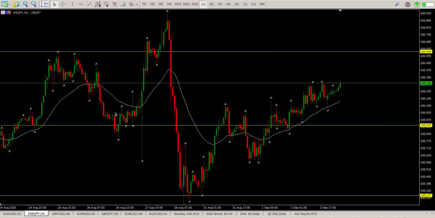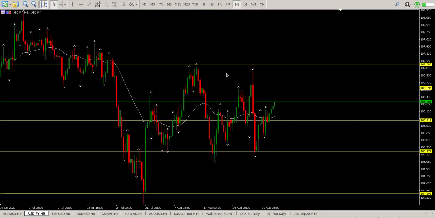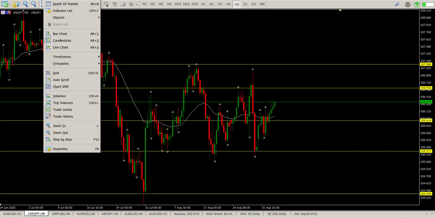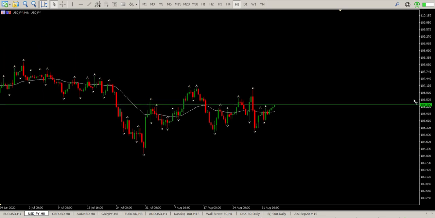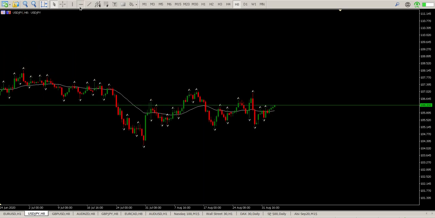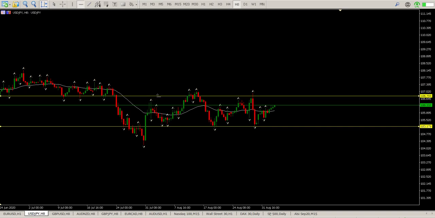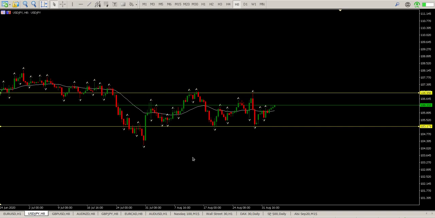US dollar, Japanese yen, pretty much going nowhere. Similar kind of scenarios, but we've got way too many lines on this chart. Let's just delete everything. Give me one sec. Right, let's look at it with fresh eyes. We are definitely ranging. I think that is pretty clear. There is our range. We're definitely ranging. We're still stuck in the middle of the range.